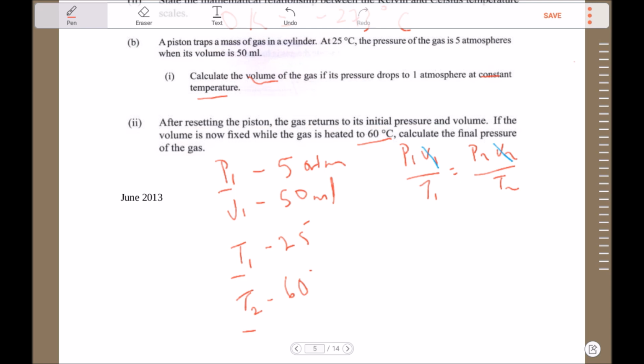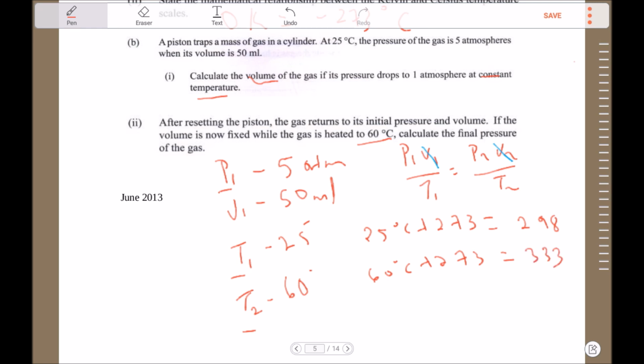Now when you're using a gas law formula, you cannot use anything in degrees Celsius. You must turn the Celsius to Kelvin. So you'll say 25 degrees Celsius plus 273, and we get 298, and our other temperature, 60 degrees Celsius plus 273, that is 333.